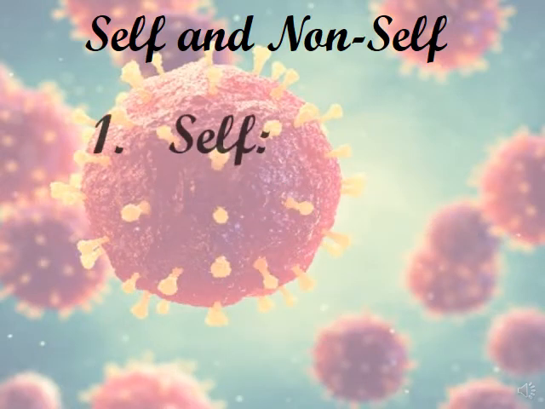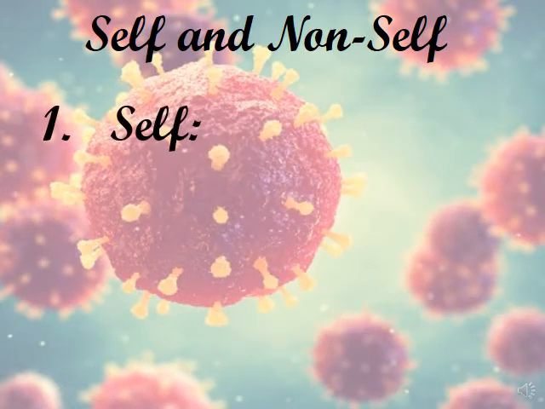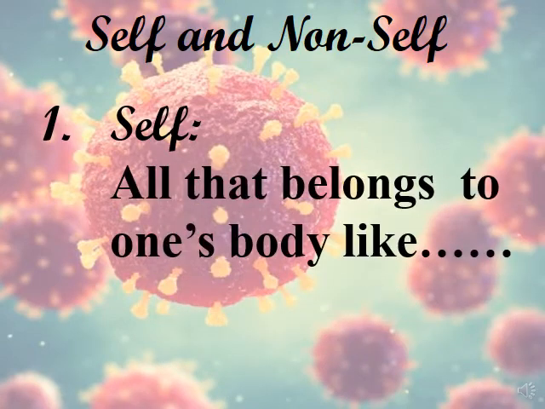The big question here is self. What's the meaning of self? It's all that belongs to one's body. Everything that belongs to my body. For example, my hand, my eye, my nose, my blood, my cells, my hair, my stomach, my pancreas, my kidney, all of them belong to my body. So we call them self.